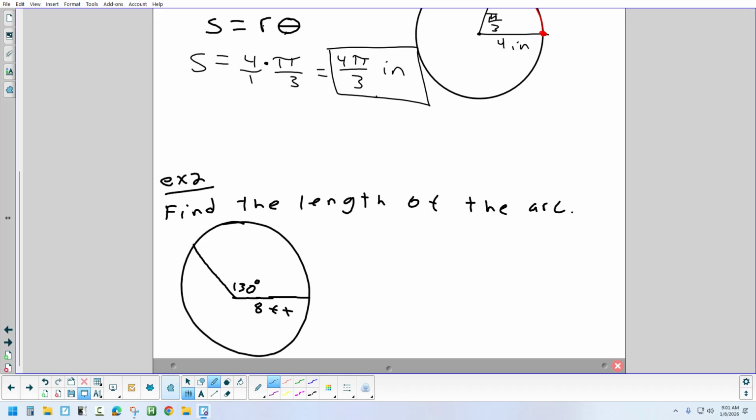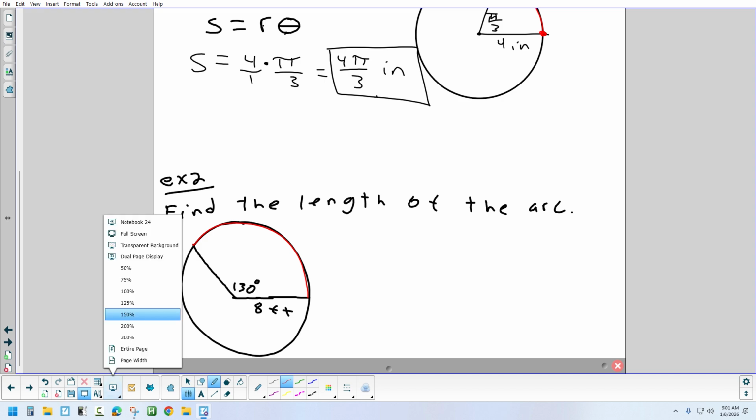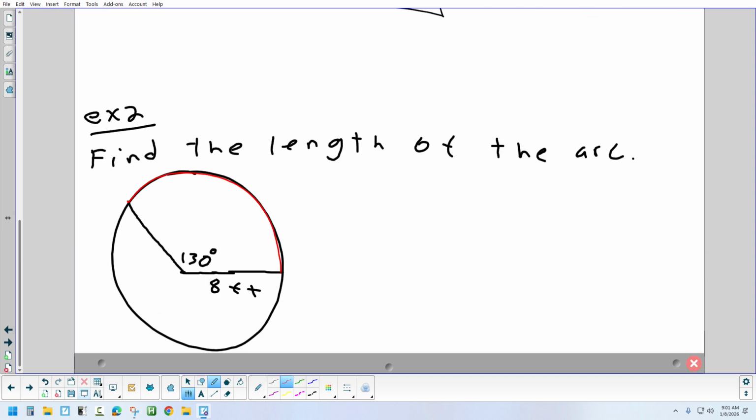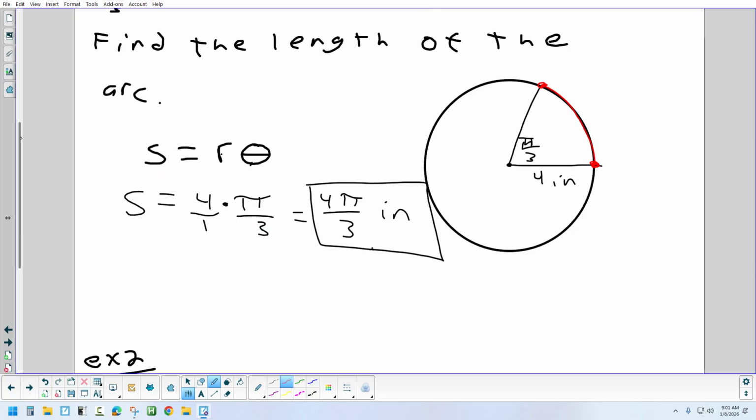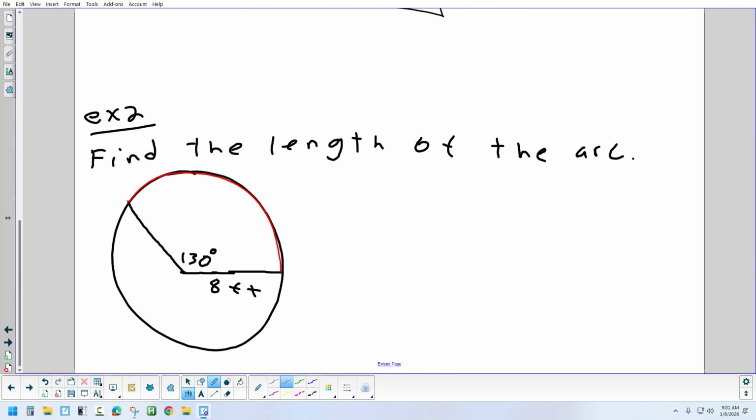Let's try this one. This time they give it to you as a diagram instead of writing it out. When they say find the length of the arc, they mean this, from there to there. What do you notice that's different, besides the fact it's a picture and not in words? The angle is in degrees. So if you use this the way it is, and you just plug into this formula right away, it's going to be wrong. So what's the first thing we need to do with that angle?